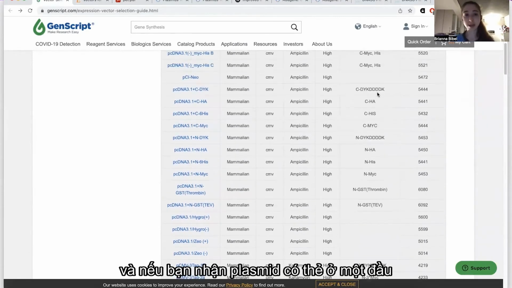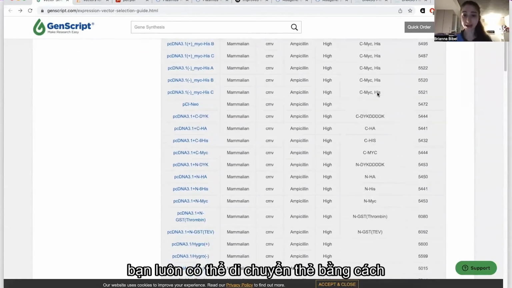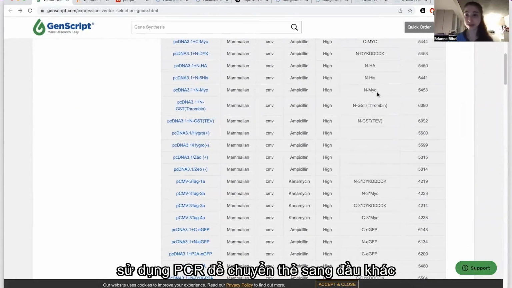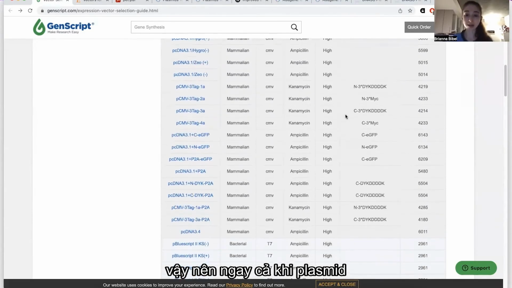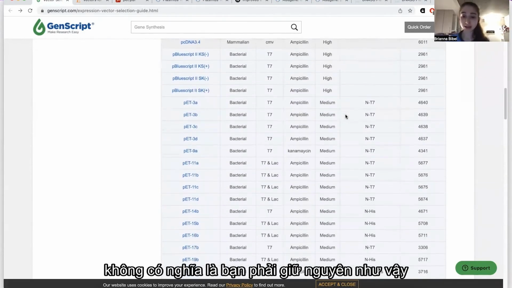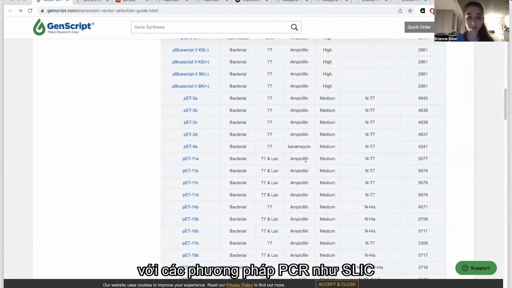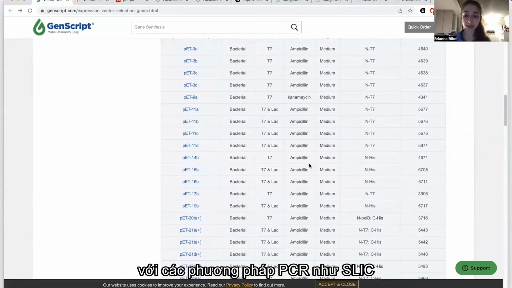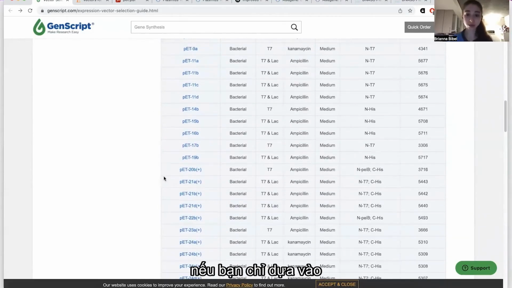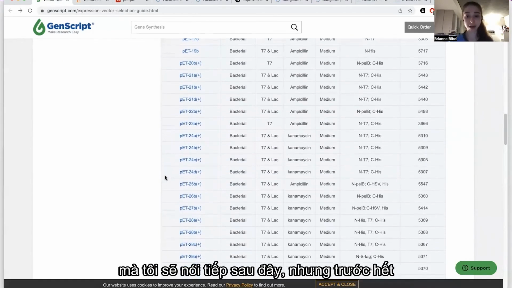And know that if you get a plasmid that has a tag in one place, you can always use PCR to move the tag to the other end. So even if the plasmid has it on one end, that doesn't mean that you have to keep it there. Again, with the PCR-based methods like SLIC, it's a lot easier to change things around than it was if you had to rely solely on the restriction sites, which I'll get into in a minute.